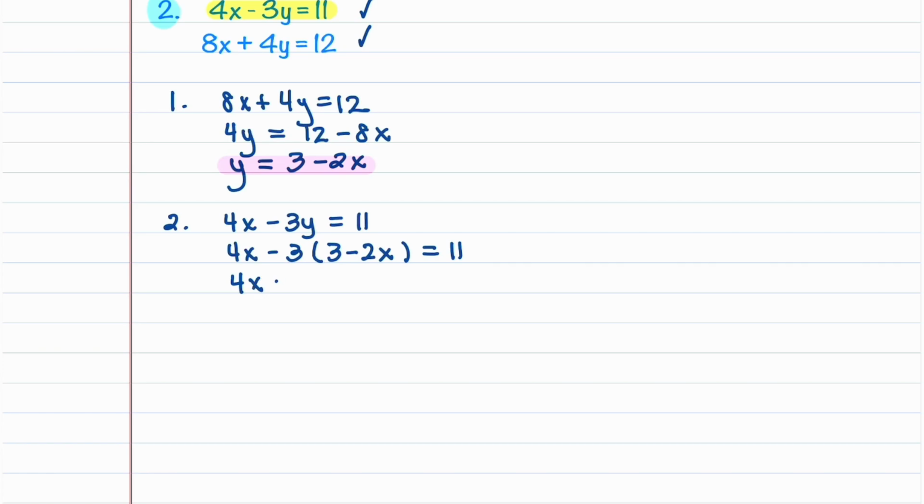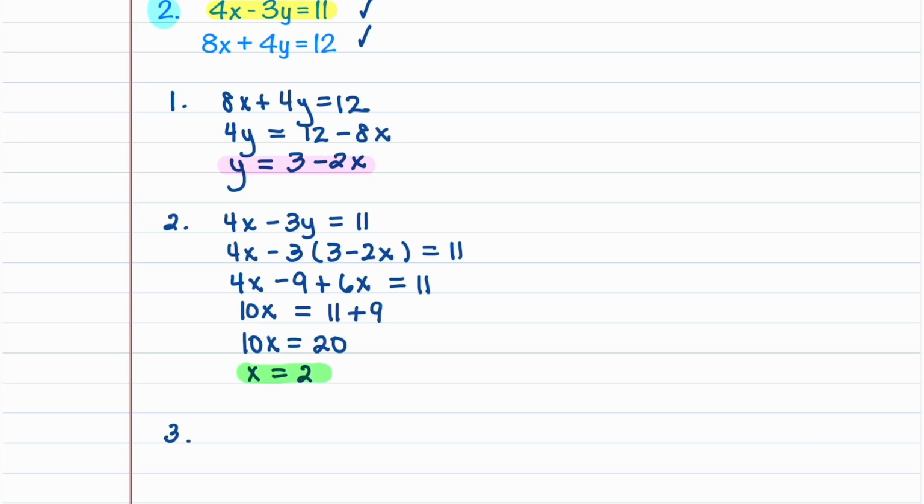We have 4x minus 9, and then we have a minus 3 times a minus 2, so that gives us a plus 6x is equal to 11. On the left, we have 10x, and then let's bring the 9 to the right, so we have 11 plus 9. So this gives us 10x is equal to 20. Dividing both sides by 10, we get x is equal to 2. So that's one variable already solved for.